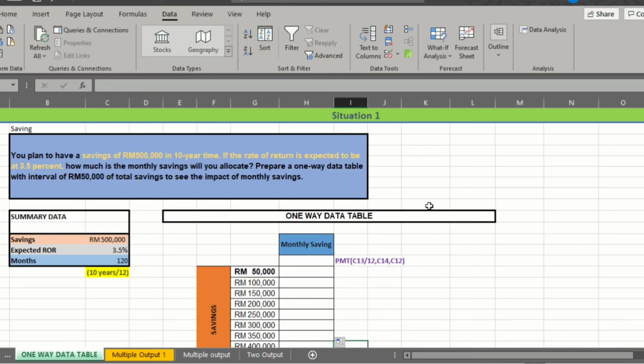Hello, Chapter 8 is Establish Scenario and Sensitivity Analysis. For question 2, Situation 1, One-Way Data Table with one output. The question asks how much monthly saving you should allocate when you plan to have a saving of 500,000 ringgit in 10 years, when the rate of return is expected to be 3.5%.